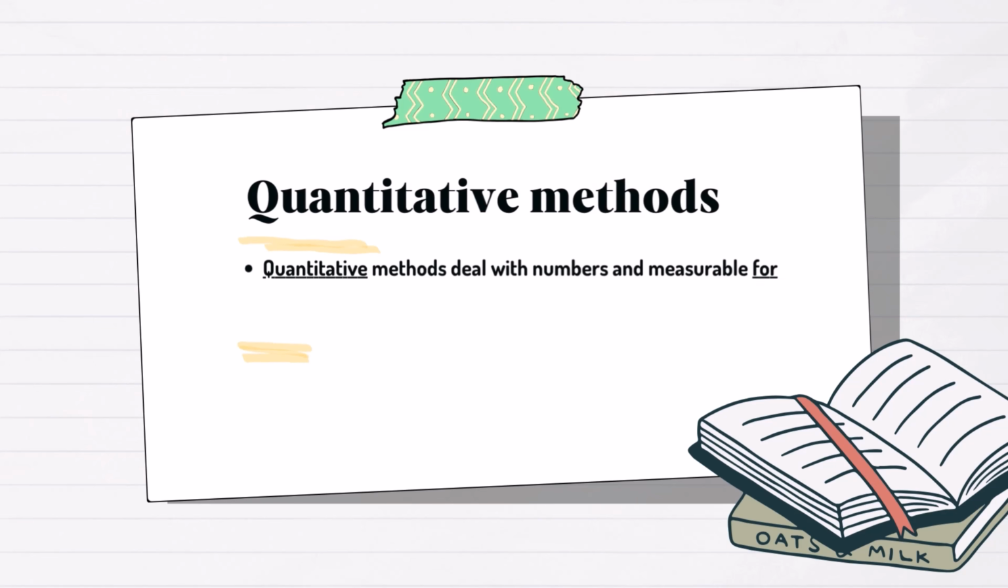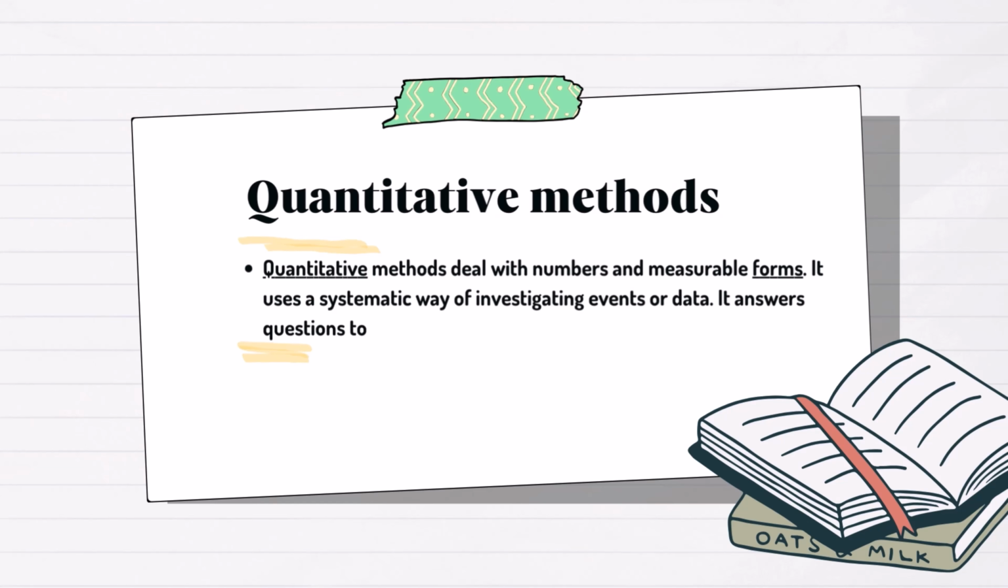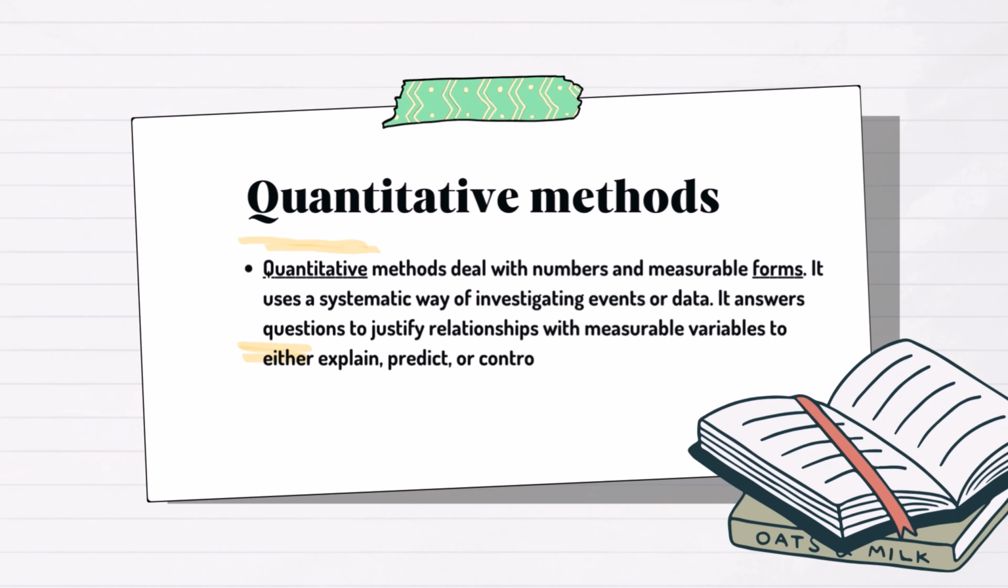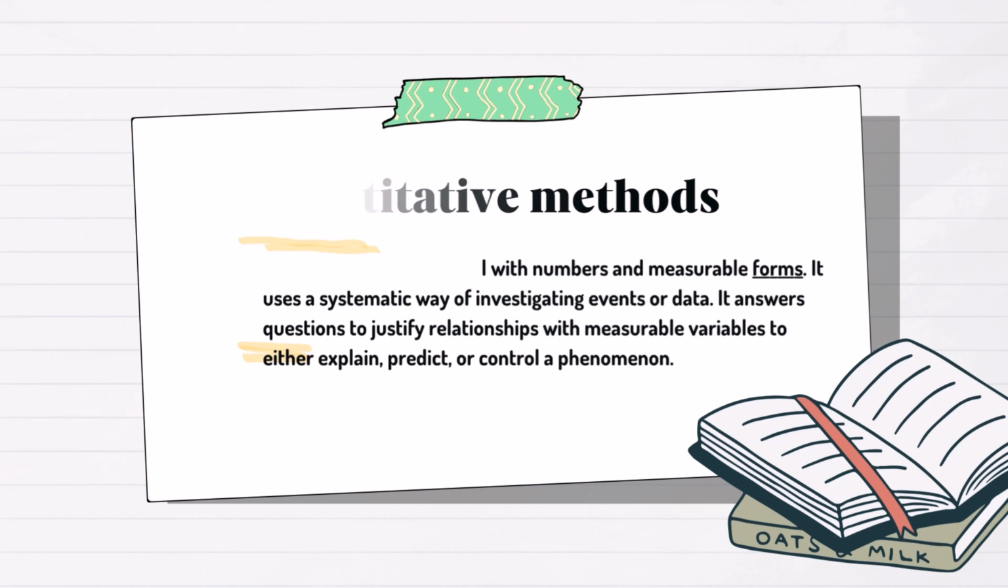2. Quantitative methods. Quantitative methods deal with numbers and measurable forms. It uses a systematic way of investigating events or data. It answers questions to justify relationships with measurable variables to either explain, predict, or control a phenomenon.